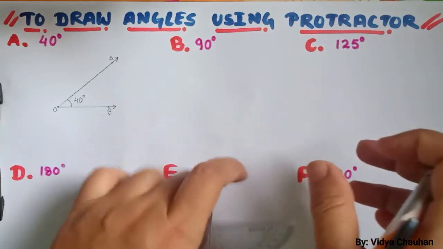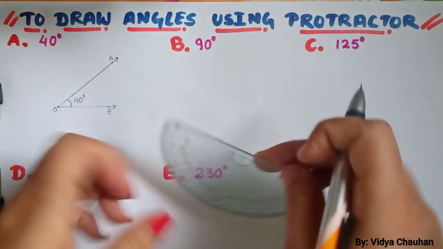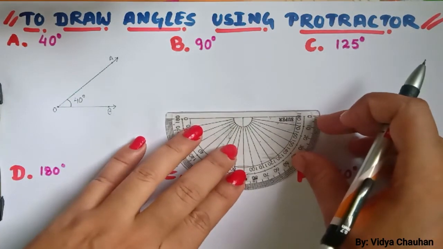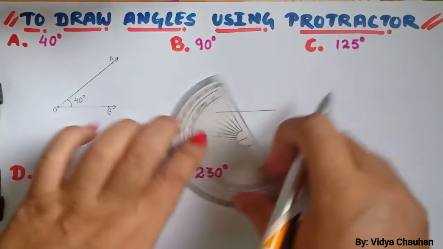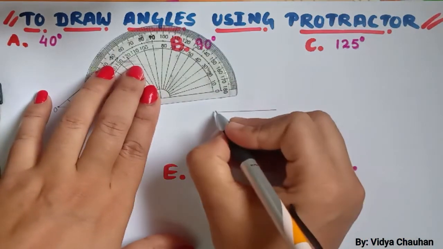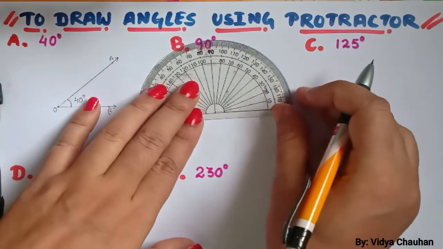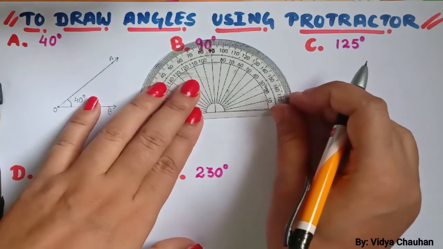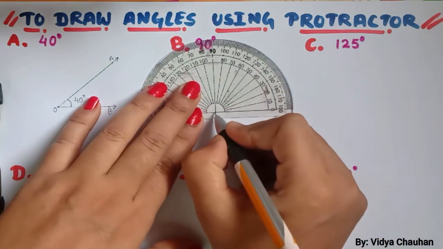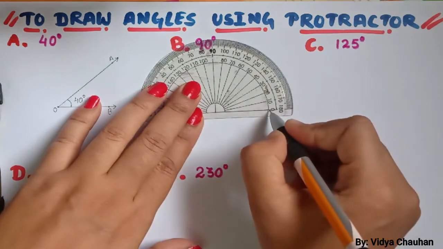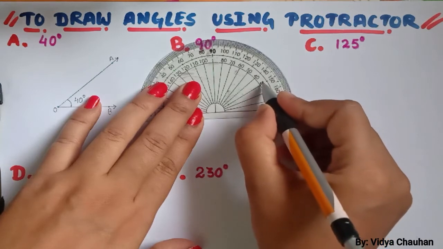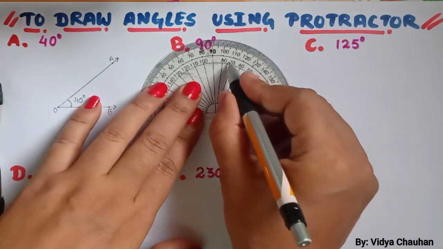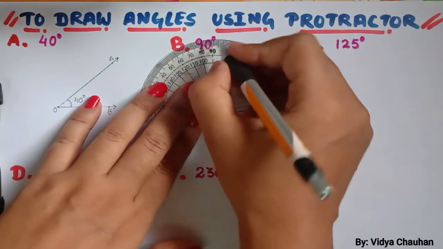Now moving forward, our second angle is of 90 degree. Once again we will do the same process. We will make a straight line here, and once again at the starting point of this line, we will keep the center point of the protractor. Now, keeping the center point here, start counting from the 0 ring. So 0 side, and I will reach 10, 20, 30, 40, 50, 60, 70, 80 and 90. You can see 90 is here.